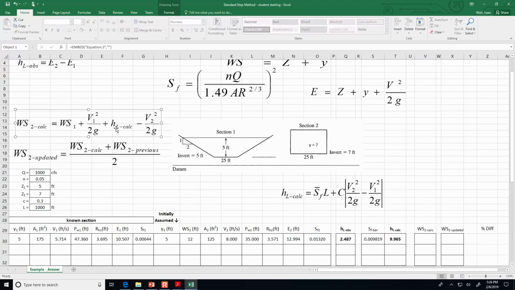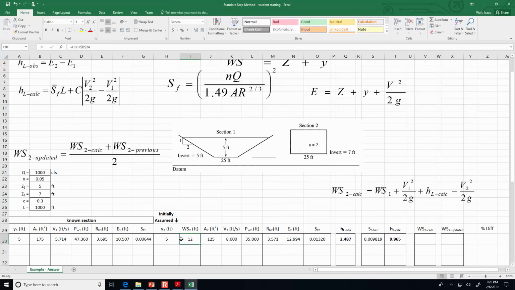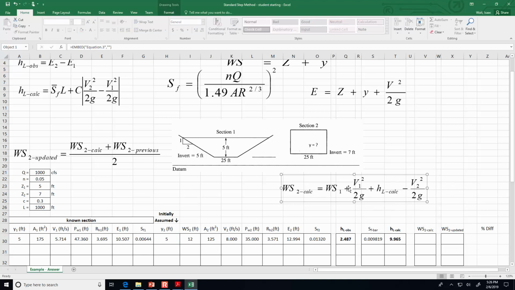All right. So now, water surface calculated. This is what we assumed. We assumed that the water surface at location 2 would be at an elevation of 12. But now what we want to find out is, based on all of our assumptions about energy losses, what is the actual calculated depth of the water there? And so we're just rearranging the energy equation, and we're subtracting out the head losses.